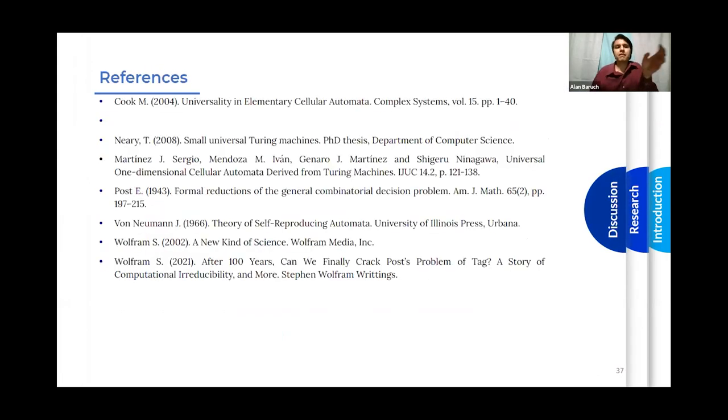But the simulation of Matthew Cook is with using particles, with gliders and the space and the rule. In this way he is simulating a tag system but not producing exactly the strings that the tag system produces. Yeah, okay, thank you very much.